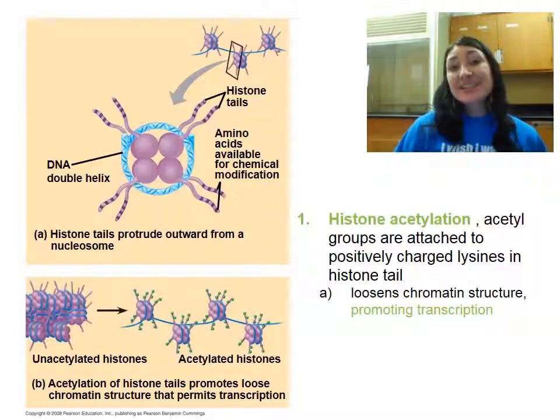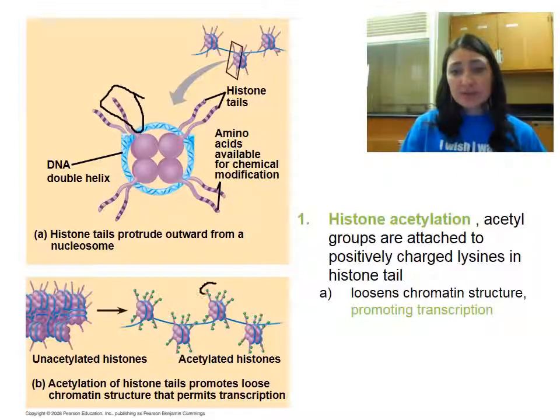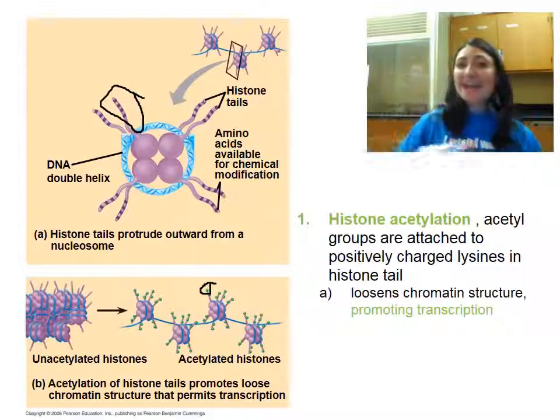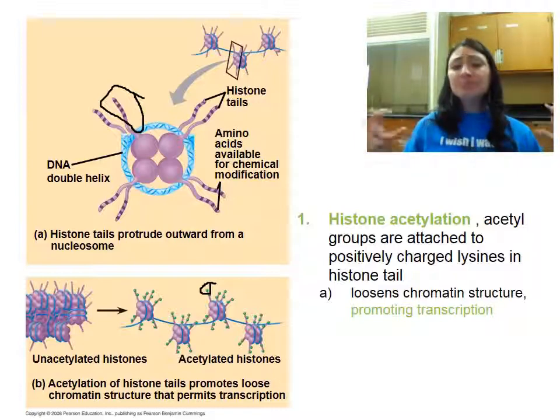The first method is through histone acetylation, and this is where you take an acetyl group and you attach it to the positively charged lysine in the histone tail. So this little guy would be considered a histone tail, and down here you can see we've stuck a little acetyl group on it. And what that does is it prevents those histones from packing super close together. So it loosens your chromatin structure, and because they're a little bit more separate, your enzymes for transcription can get in there. So your RNA polymerase can come in, your primase can come in. Those enzymes can get in, and you can actually get transcription of the DNA. It's not as tightly packed.